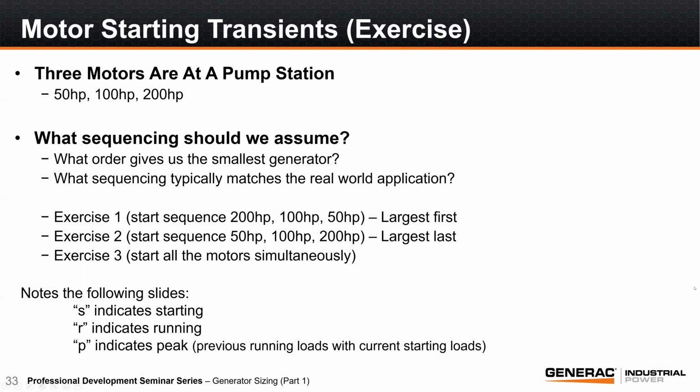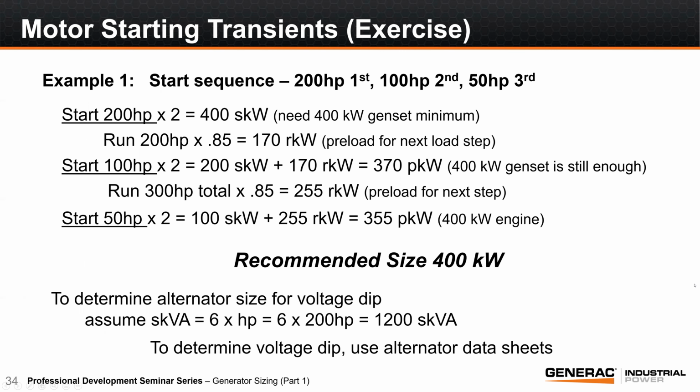So let's jump into the first scenario. In the first scenario, using the rules of thumb, we know that in order to start the 200 horsepower motor, we're going to multiply the horsepower times 2. And that's going to require 400 kilowatts to start the motor. We then multiply 200 times 0.85 and see that we need 170 kilowatts to keep that motor running.